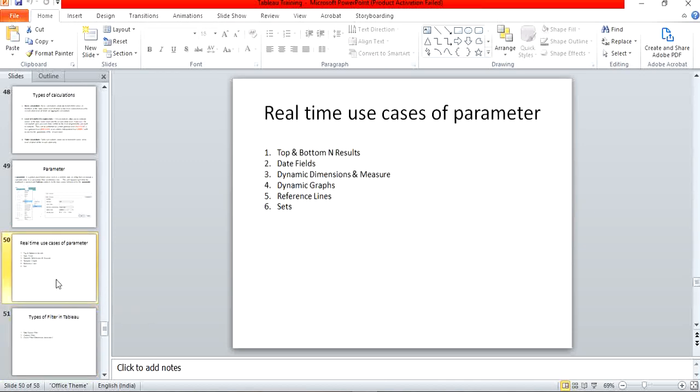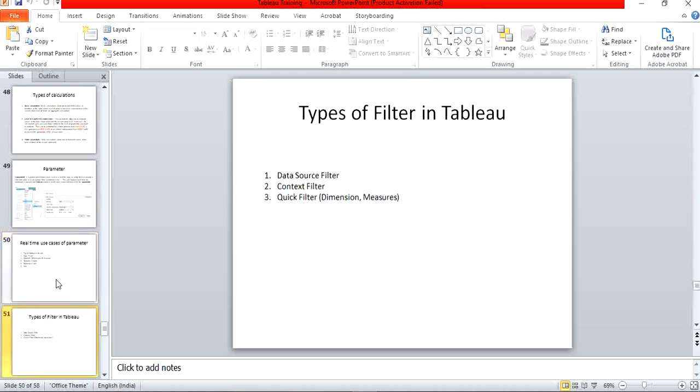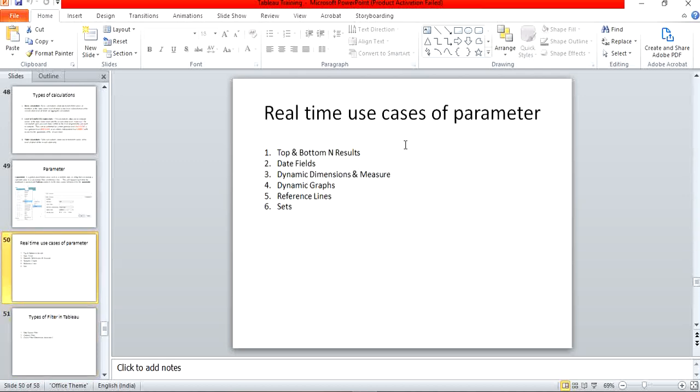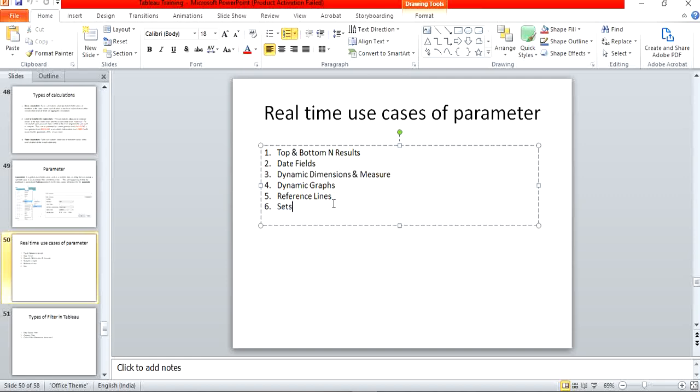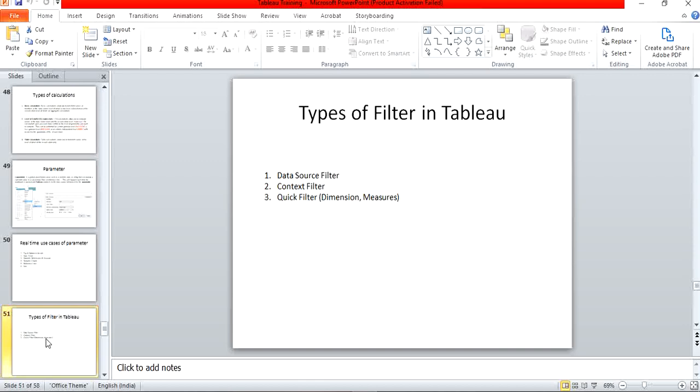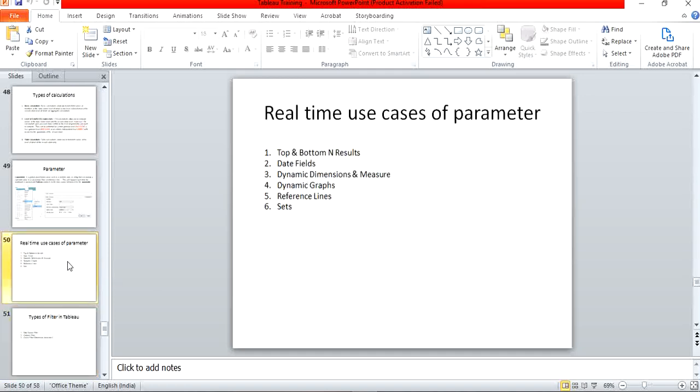Okay, and here I have a few of the use cases of the parameter. I'm not going to touch upon this. I'm going to first talk about the sets. I'm going to talk about the reference line. Okay, these are the really important things. And have I covered context filter with you guys? This filter? No. Okay, perfect. Okay, got this. So we'll talk about this filter in the next session.